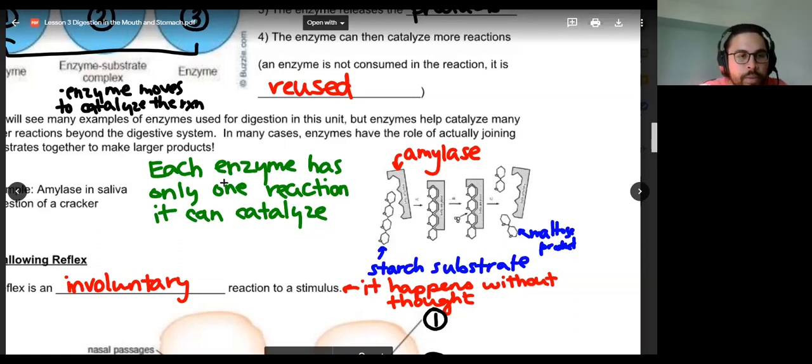So if the products are maltose, do those get broken down even more? Yeah, later on though. We'll look at that when we talk about it in the small intestine. That maltose gets broken down into glucose further.